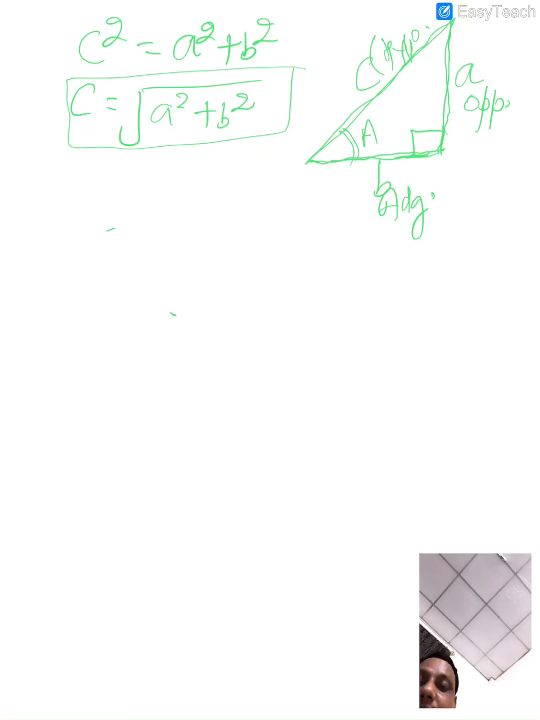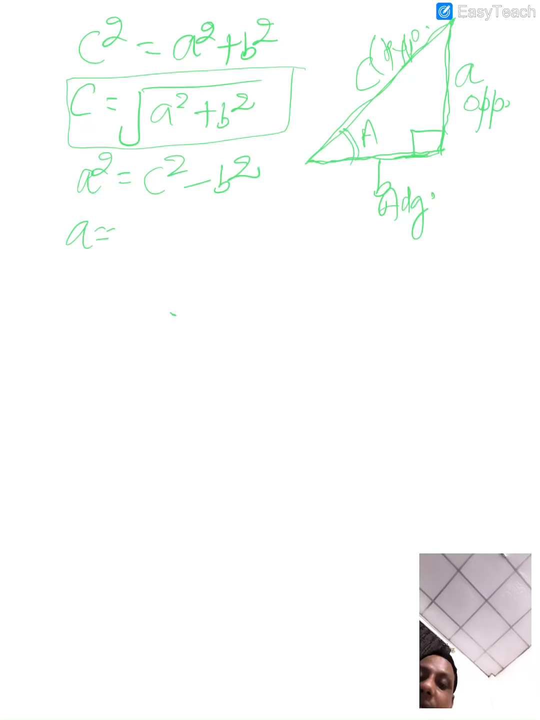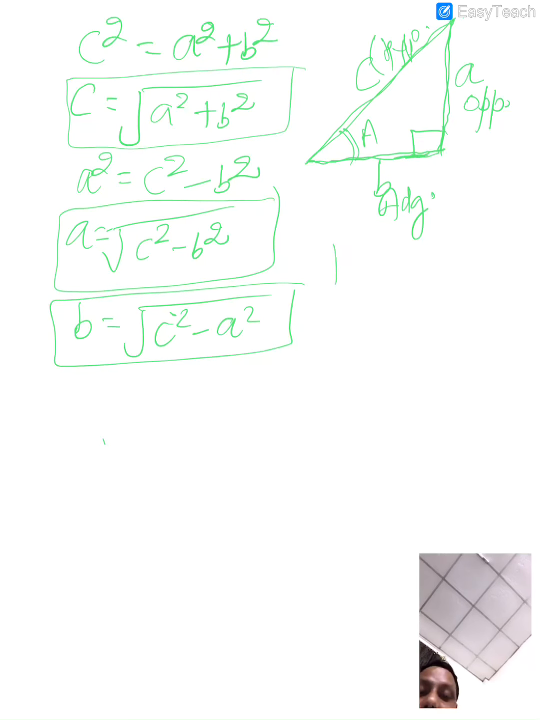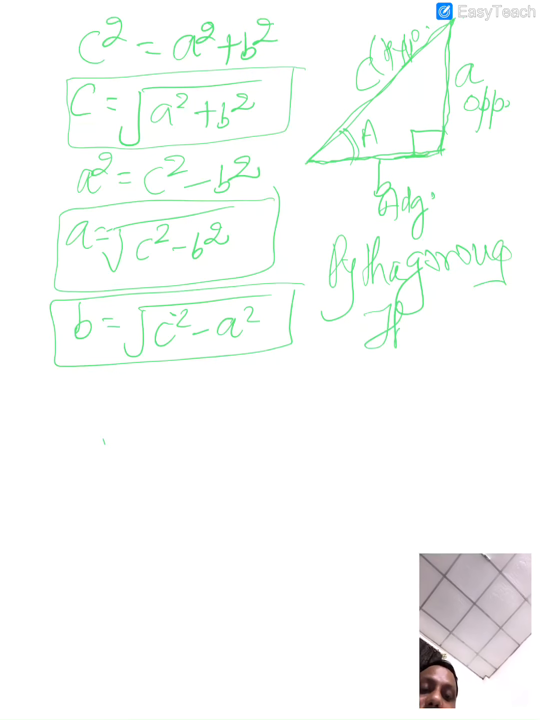Now after that, if you want to calculate A, so A square is equal to what? See, B is moving to the other side, so you can say C square minus B square. Same thing, when the square goes to the other side, it becomes a square root, so A is the square root of C square minus B square. Now if you have to calculate the value of B, same criteria, you can simply say C square minus A square. So this is what we call the Pythagoras theorem.